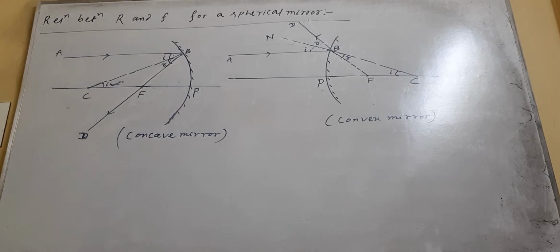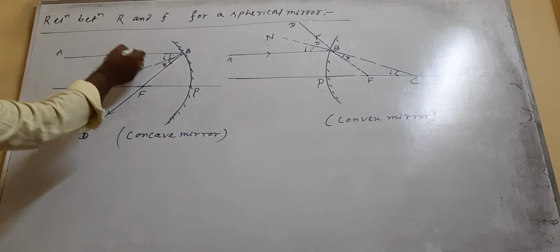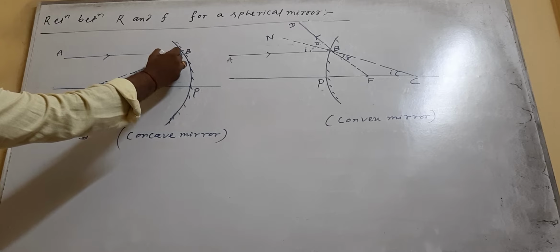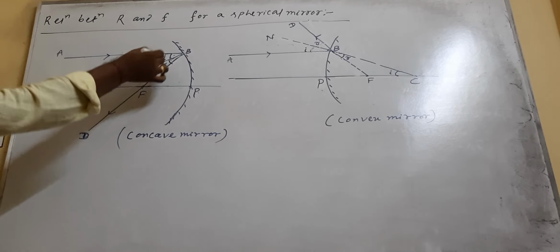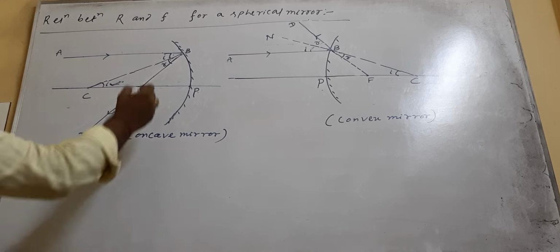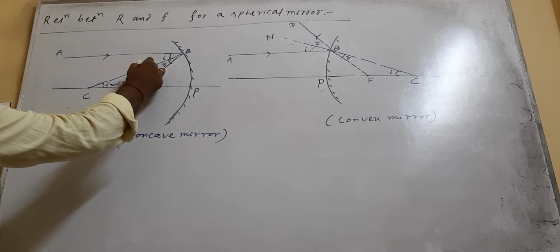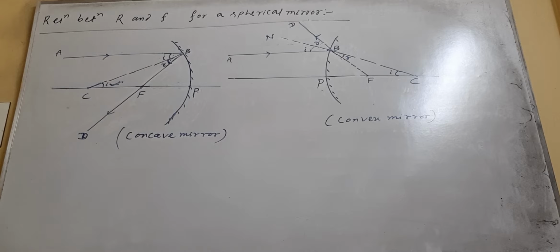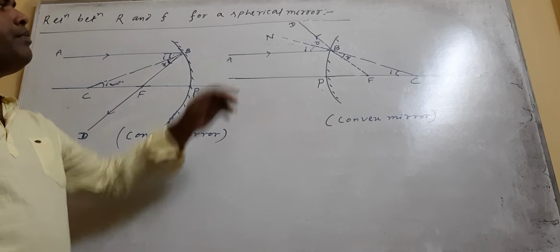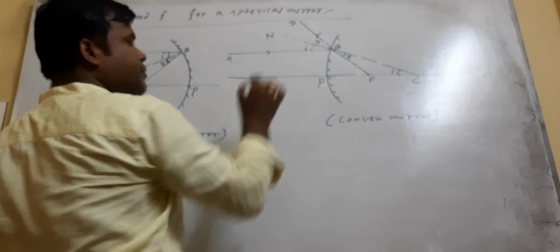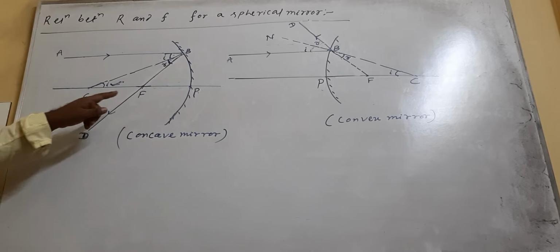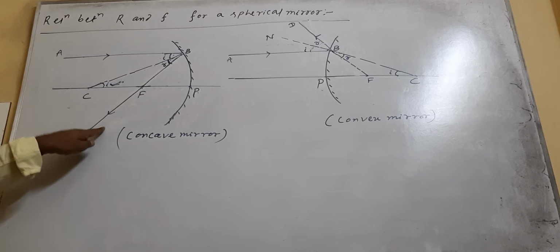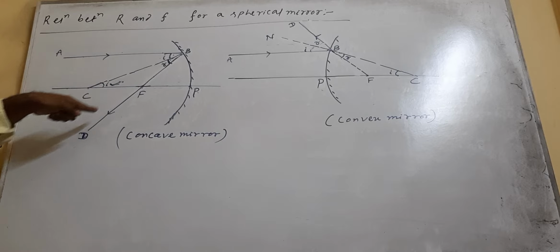Now you can consider BC as the normal. What is the angle of incidence? This is the incident ray and this is the normal. The angle between the incident ray and the normal is the angle of incidence, I. This is the reflected ray. The angle made by the reflected ray with the normal is the angle of reflection. Similarly, here is the incident ray, and after reflection it goes along this path. You know the concave mirror is a converging mirror, so after reflection this ray meets the principal axis at this point.